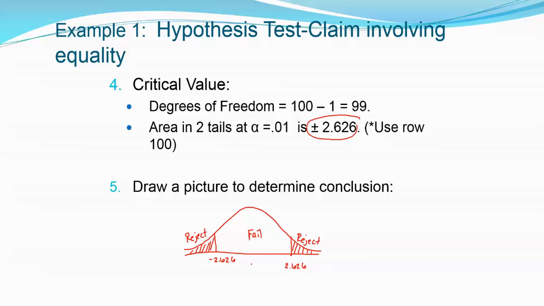On a previous slide, we calculated the test statistic to be negative 0.567. So negative 0.5 would be a little bit to the left of 0. So we plot that, and we could see that that is falling in the region where we would fail to reject the null.